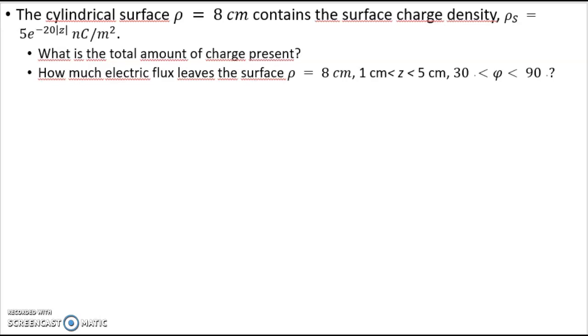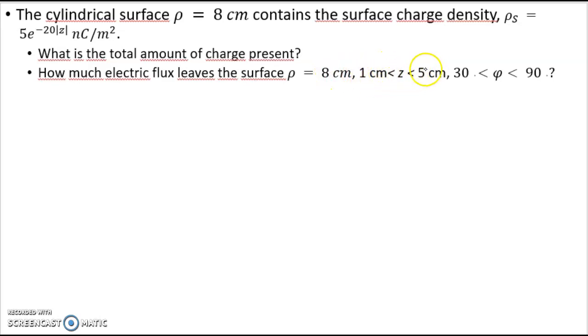Electric flux homework problem 2. We get the cylindrical surface of rho equals 8 centimeters containing the surface charge density of rho s equals 5 times e to the minus 20 |z| nanocoulombs per square meter. We're asked what's the total amount of charge present in the surface and how much flux leaves the surface at rho equals 8 centimeters.